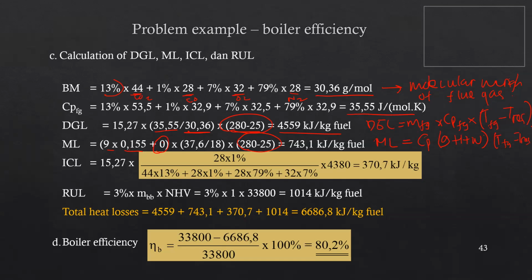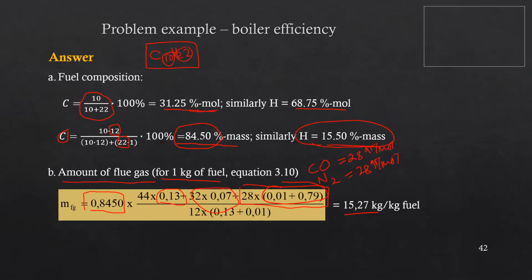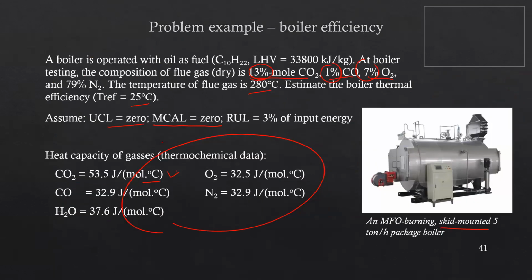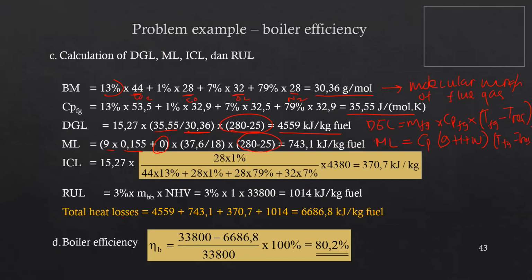And we multiply by the Cp of the water. So we have 37.6. It's actually from, let me have a look here, the Cp of the water, 37.6 joule per mole degree C. So we divide it by the molecular weight of the water, which is 18, and multiply by the difference between the temperature of the flue gas and the temperature of the reference.